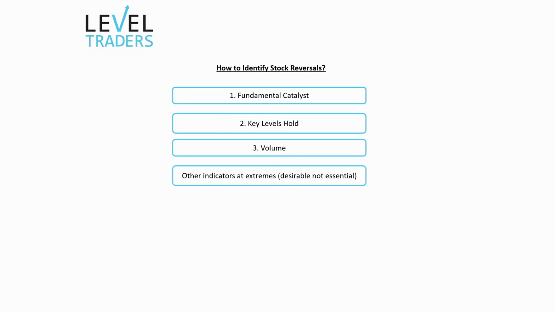I've also included an additional factor, though I don't believe it's essential to identify a reversal, and that is other indicators at extremes. This could be a sentiment indicator, or short interest like the GameStop saga, or technical indicators like the RSI or MACD. Let me now show you how this works using a real example.